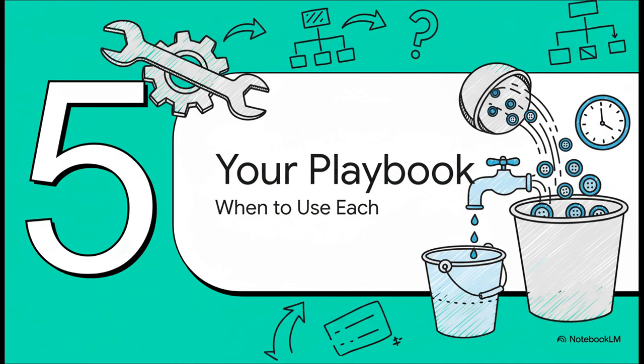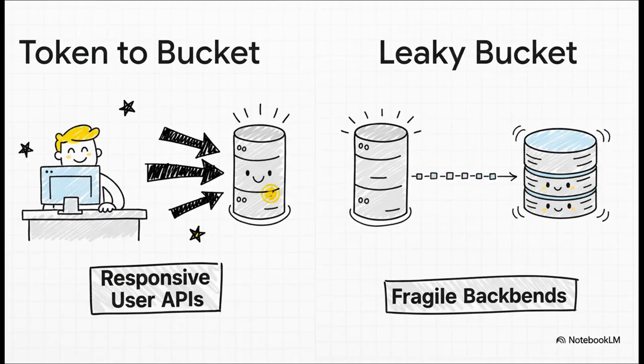Okay, so we've covered a lot of the theory. Let's get down to the practical stuff. As a system designer, you're looking at these two tools. How do you pick the right one for the job? Here's the playbook, plain and simple. You use the token bucket when you want your service to feel zippy and responsive to the user. You let them have those quick bursts of activity, but you still put a cap on the long-term average. This is perfect for most APIs that people interact with directly.